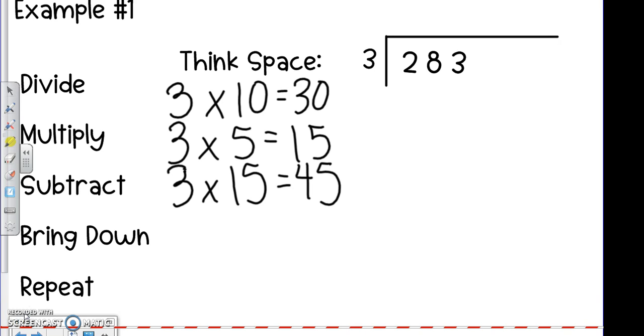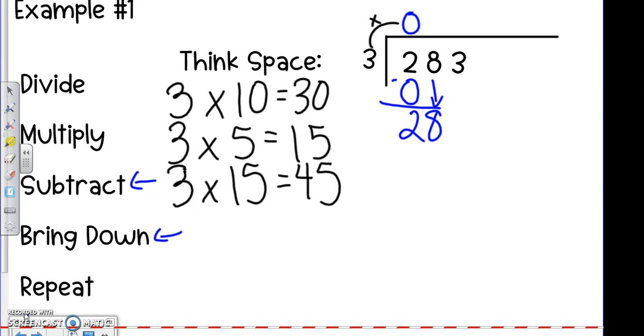Alright, so when we look at our standard algorithm, we first want to ask ourselves, how many times can 3 go into 2? What I mean by that is how many groups of 3 can you make with the number 2? 0. So our next step would be to multiply. We did our division and realized we couldn't do it, so we multiply our 3 times our 0. 3 times 0 is 0. Once we multiply, our next step is to subtract. So 2 minus 0 is 2. And our next step, we have to bring down our 8.